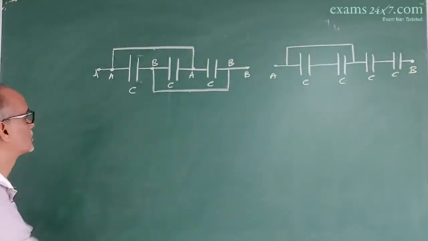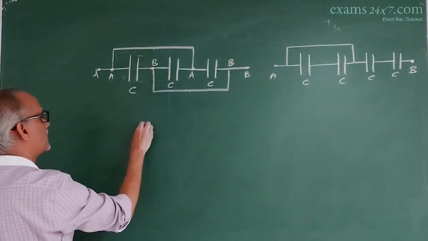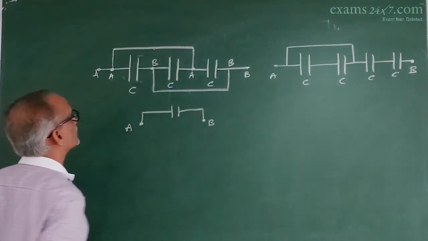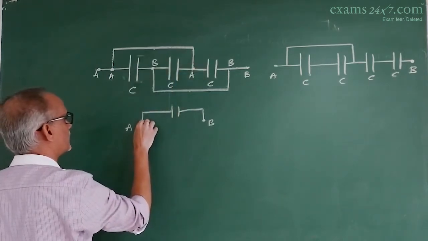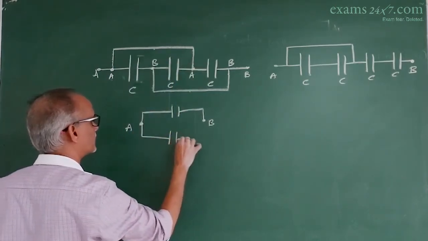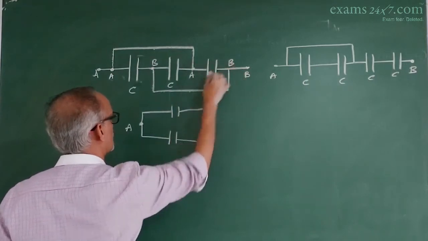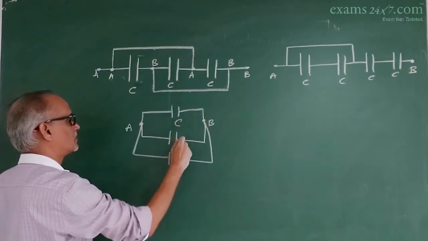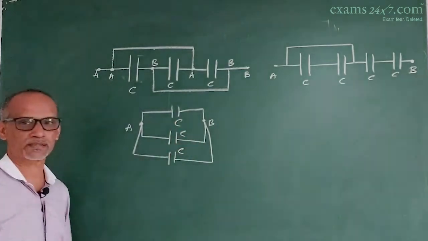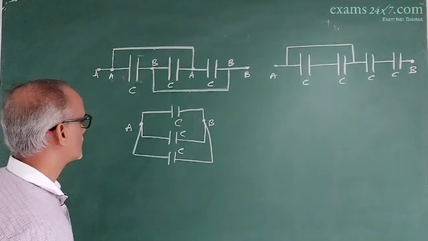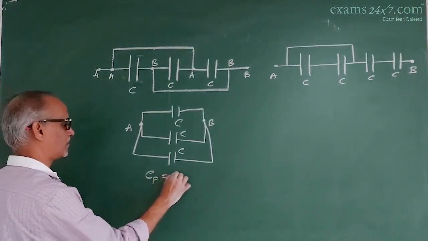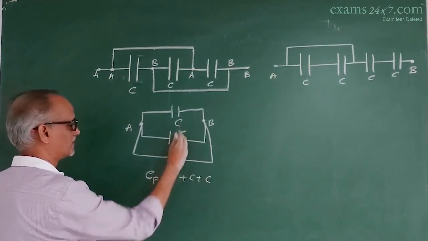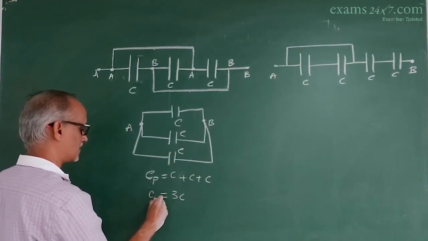And now if I have to rearrange, the first capacitor is connected between A and B. The second capacitor is also connected between A and B. The third capacitor is also connected between A and B. So what we get to notice here is all the three capacitors are connected between A and B, which is nothing but equivalent of the parallel combination. Therefore we have Cp is equal to C plus C plus C, which is 3C is the answer.